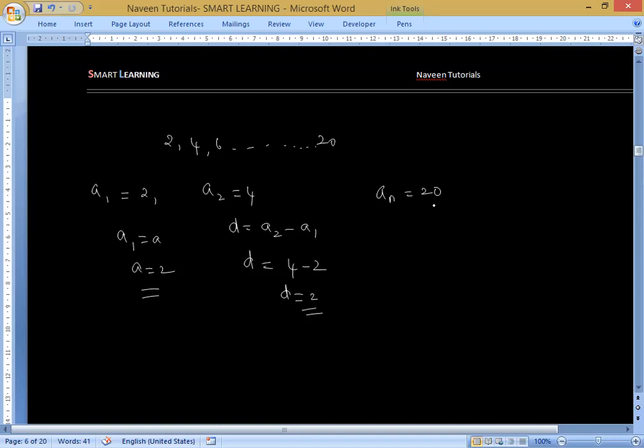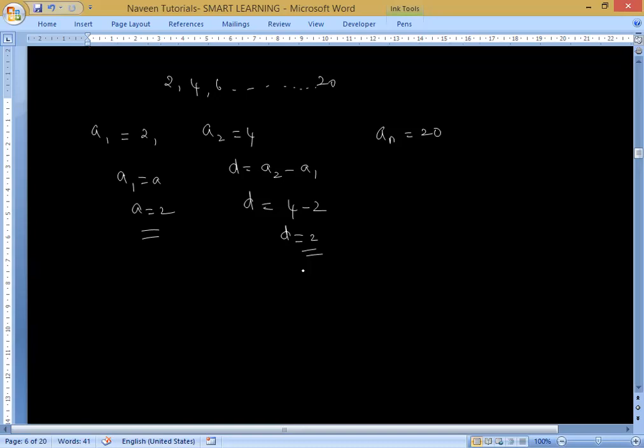I'm going to write an is equal to 20 because the value of n is not known. In the first case, this is the first one, so I can write a1. This is the second term, so I can write a2. But in this case, I don't know the term which it belongs to. So I'll write the formula now. Nth term of an AP, an is equal to a plus n minus 1 into d. What is a? a is 2, d is 2. I don't know n. I have to find the value of n here.